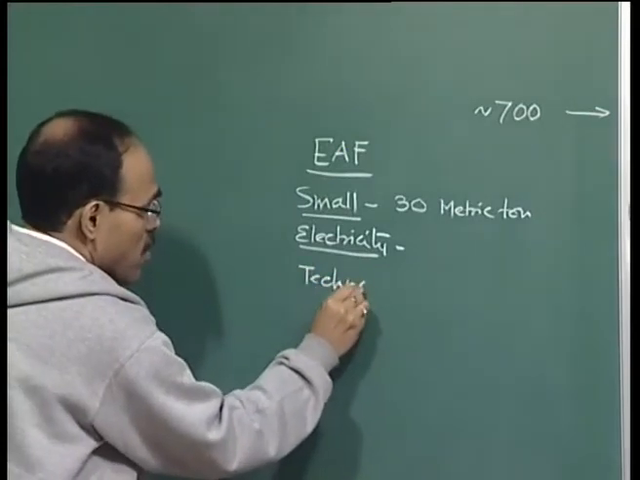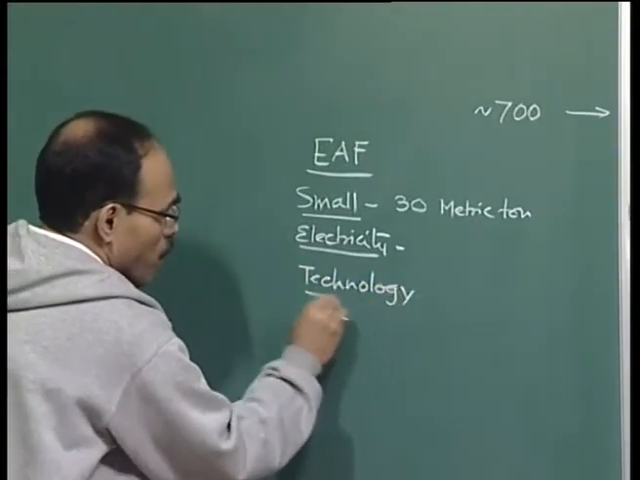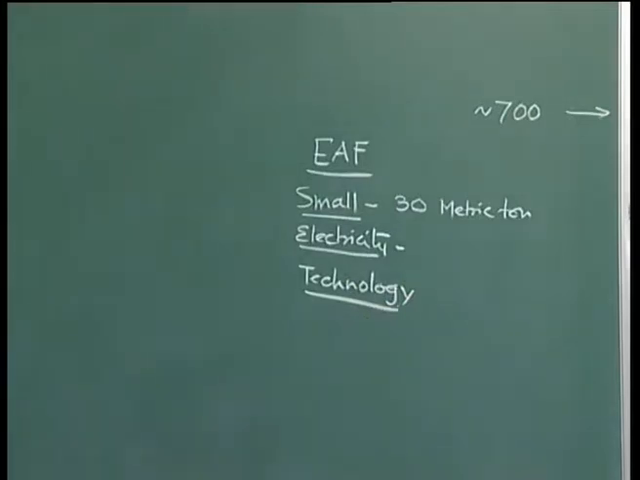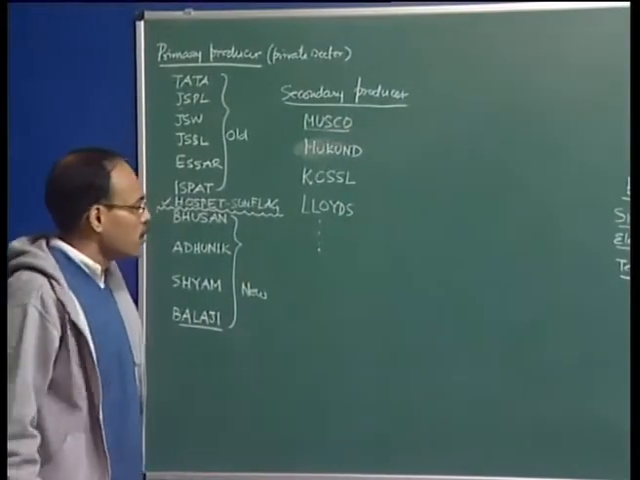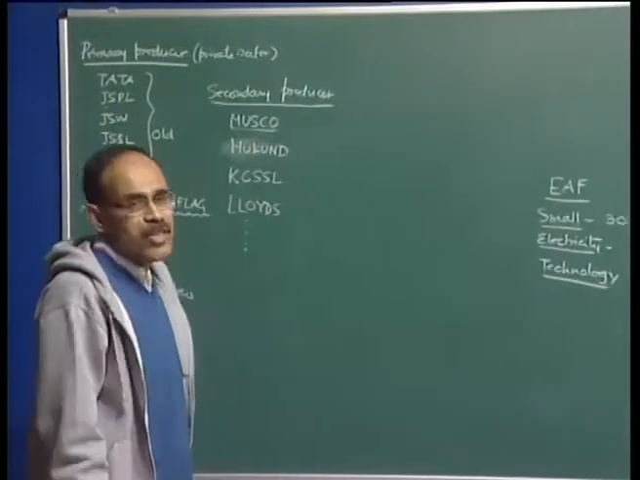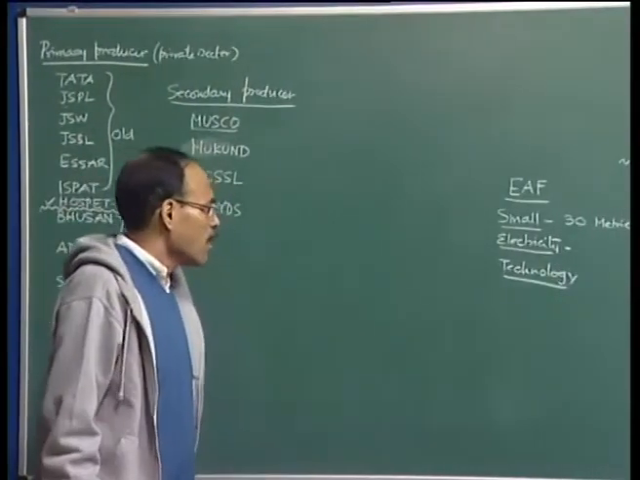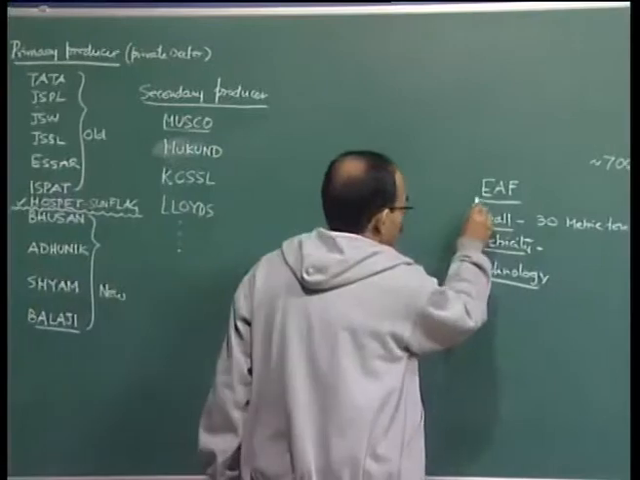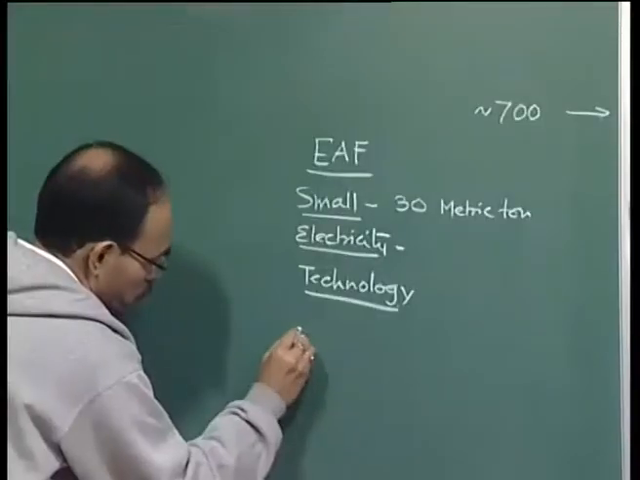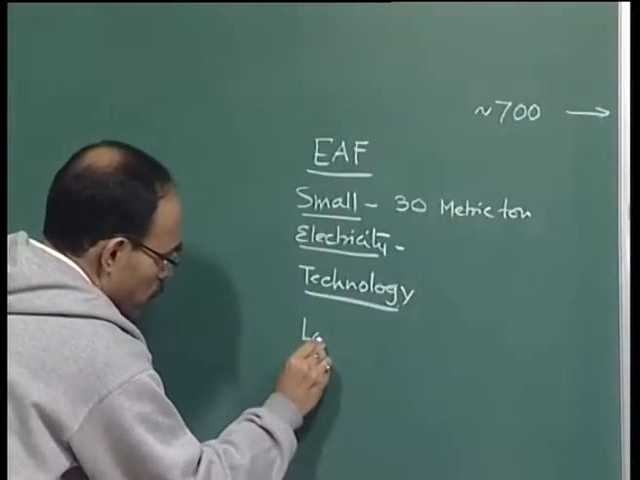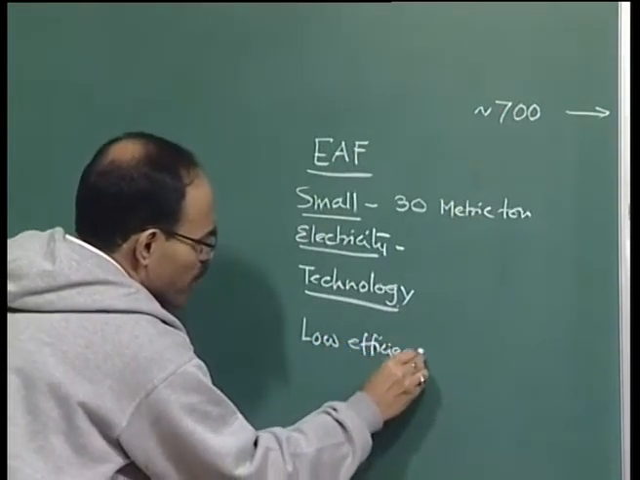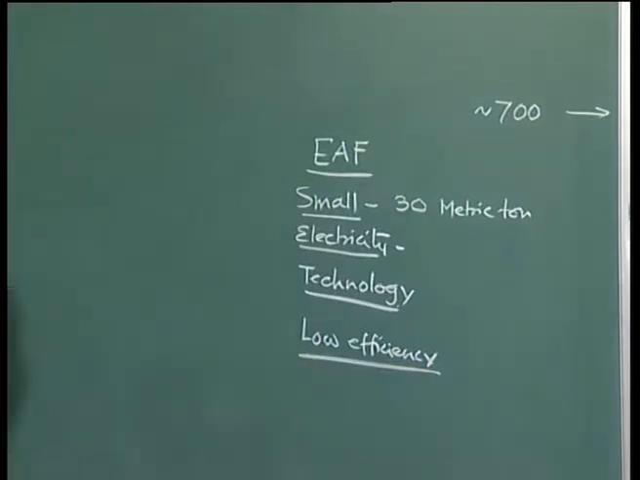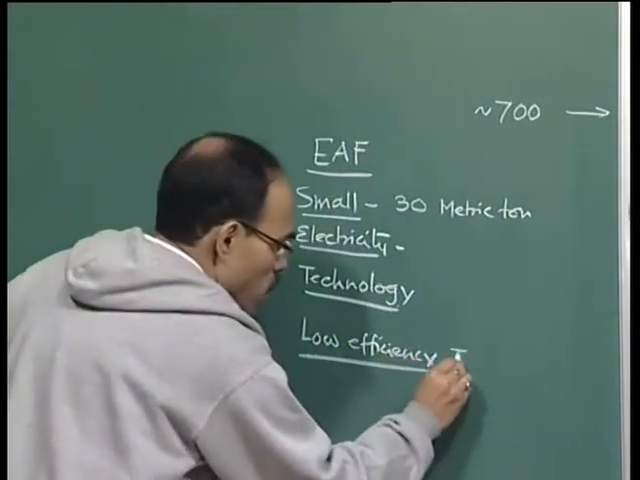These furnaces are age-old furnaces. For example, if you go to Mukand and see their electric arc furnace, it is a very, very old furnace, actually 30, 40 years old, with not much process control, with not many sensors. And finally, we have low efficiency transformers. The transformers are also not good.